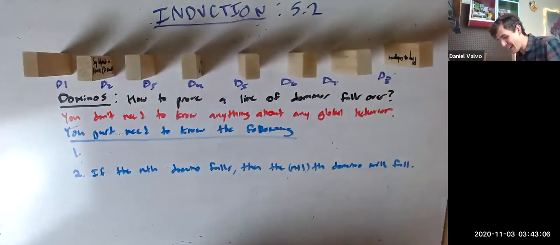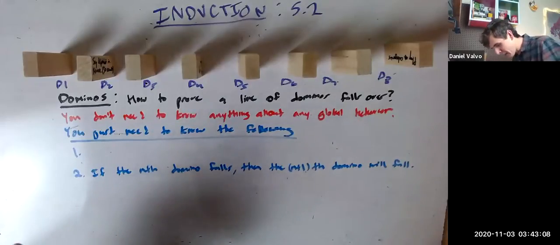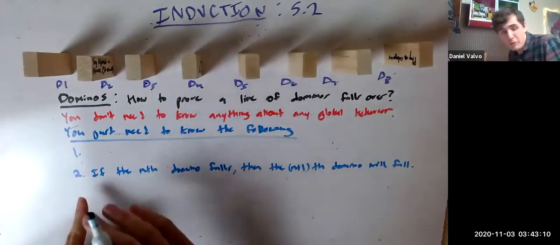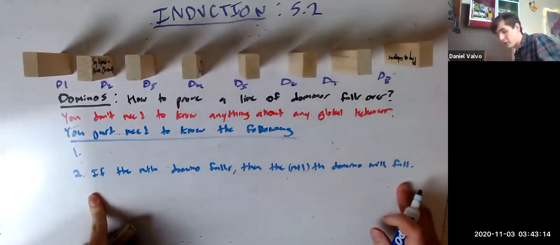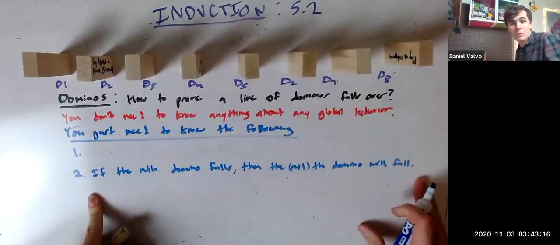But anyway, to prove all these dominoes fall, you definitely need to know that if the nth domino falls, the n plus 1 domino will fall. Definitely need to know that. What's something else you need to know?